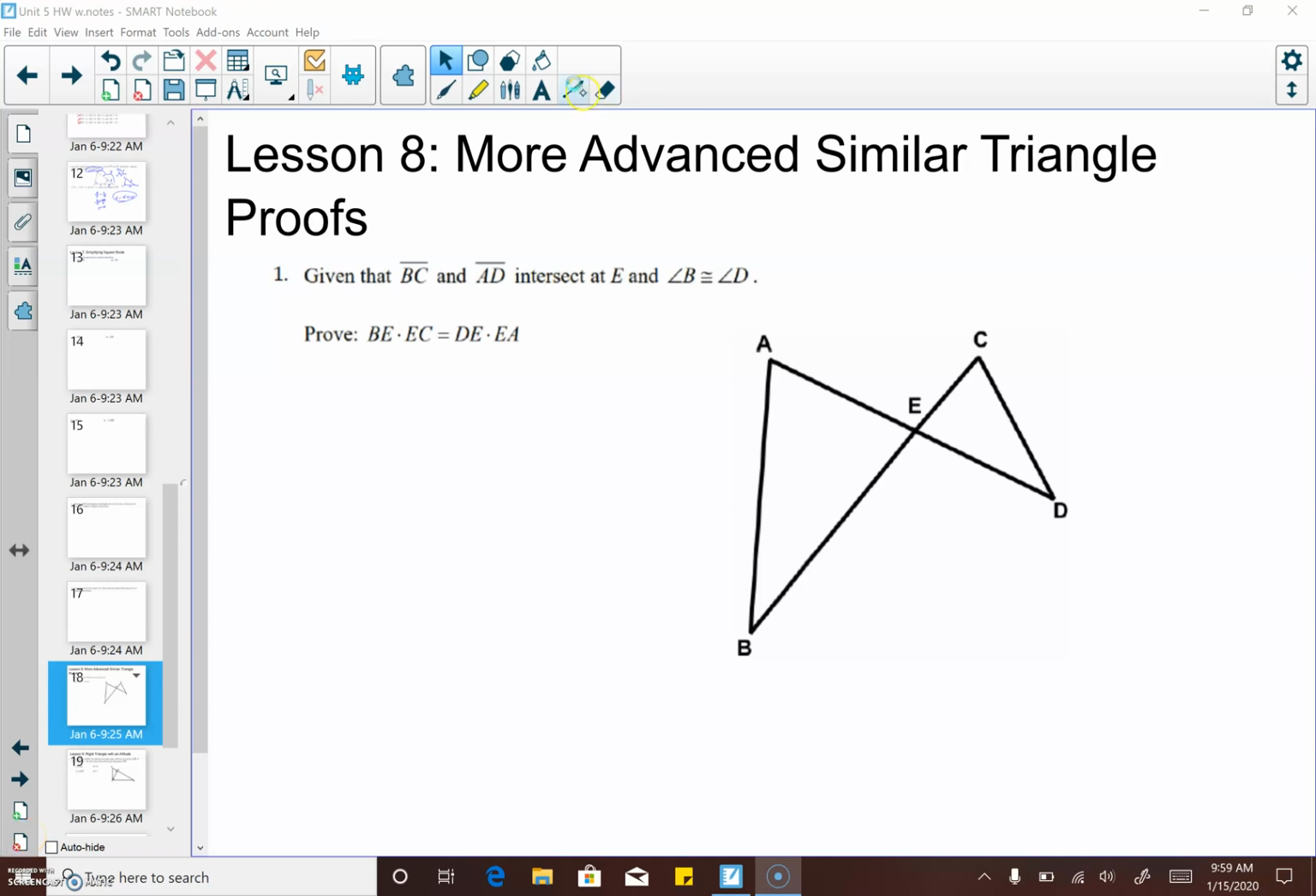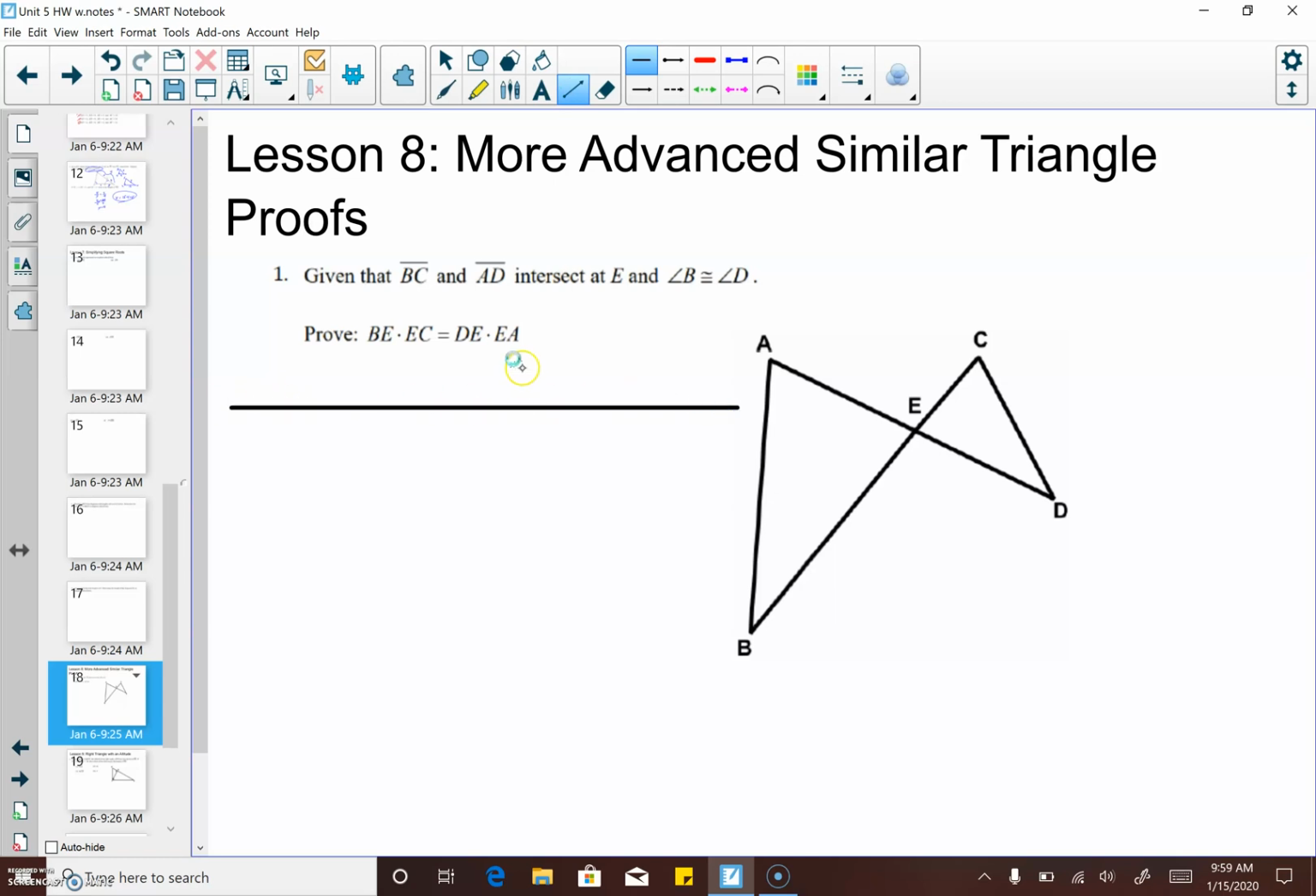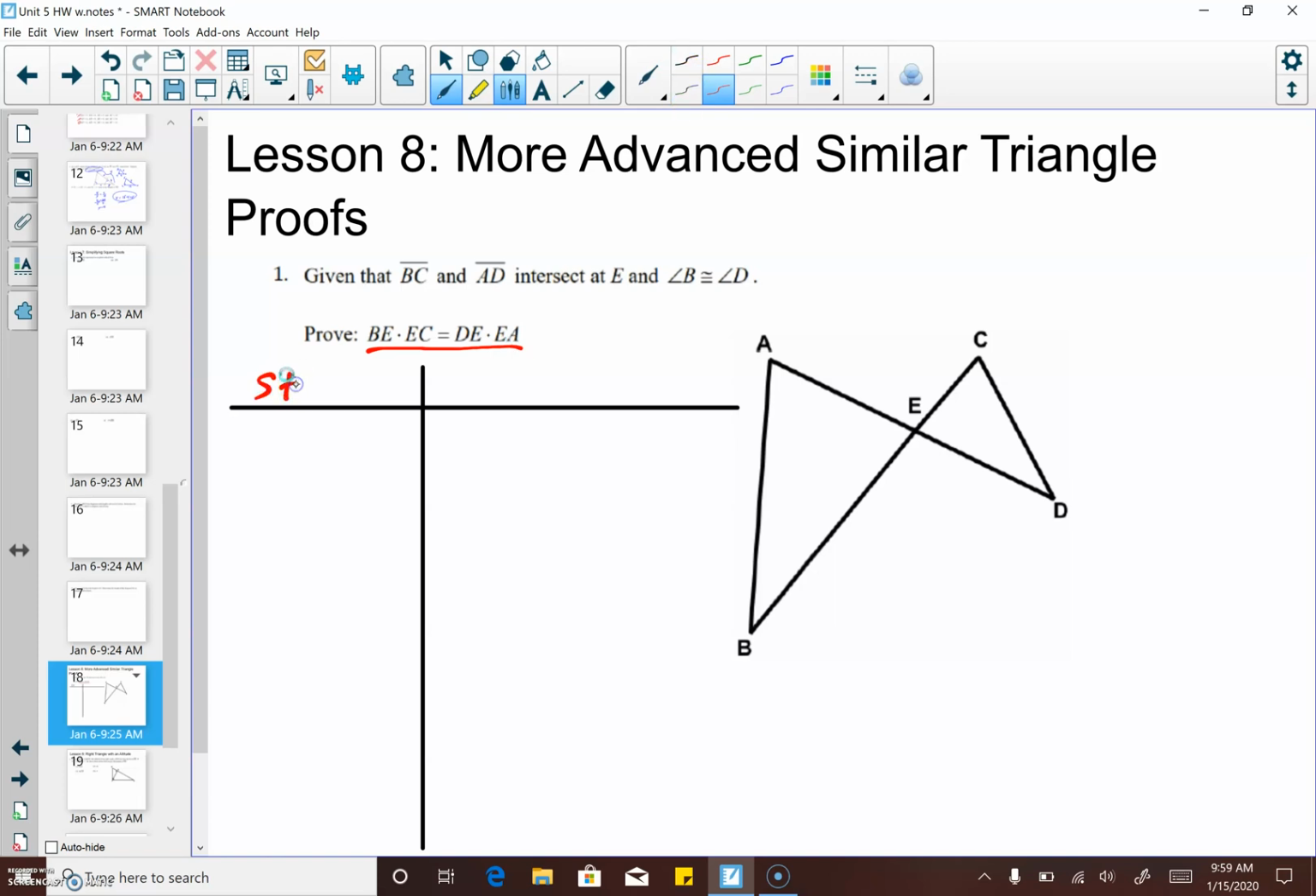For lesson 8's homework, we're going to do some more of our advanced similar triangle proofs. And really, we're going to expand on the end where we set up our proportions and our cross multiplication. So once we see that there's a proof statement that has sides being multiplied together, we know that that's a dead giveaway that that's going to be a similar proof.